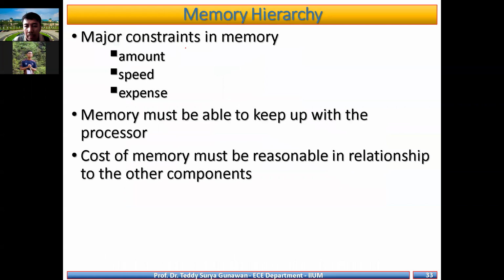Okay, now let's move on to number 4, which is the memory hierarchy. We have a major concept in memory. We cannot have infinite amount, we cannot have the fastest speed, and we cannot have the expensive one. We want it as cheap as possible, as fast as possible, and as big as possible, but we need to have a trade-off. Also, memory must be able to keep up with the processor.